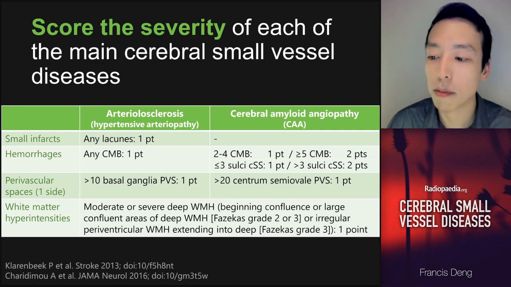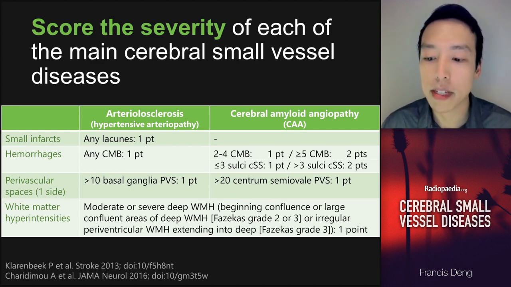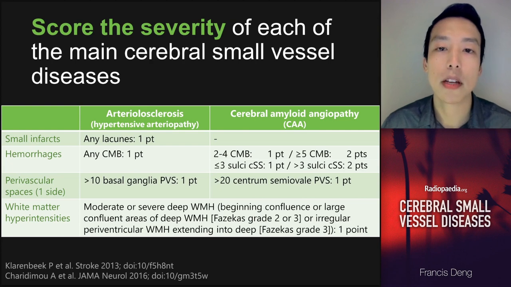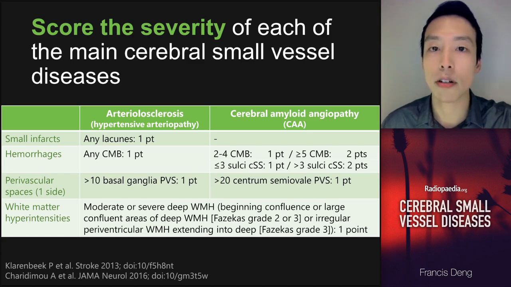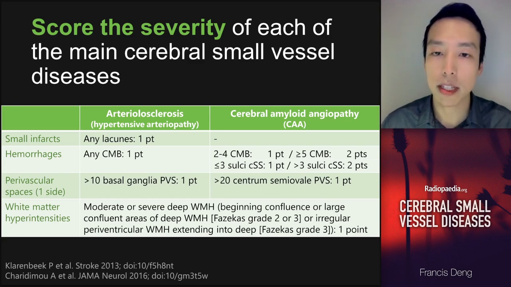And you get a point if you have moderate or severe deep white matter hyperintensities, which were defined by these groups as Fazekas grade 2 or 3 in the deep white matter, or something I didn't tell you about, grade 3 in the Fazekas periventricular white matter scale, but that really refers to periventricular hyperintensities that extend all the way into the deep white matter. So I think of it in my mind as a lot of deep white matter hyperintensity gives you a point on these scales.